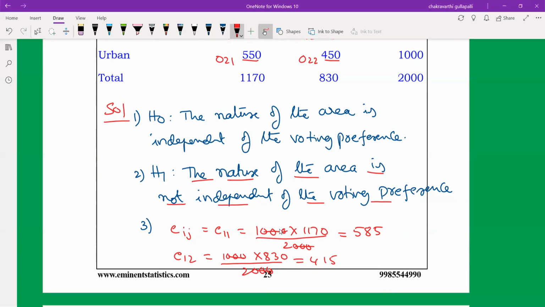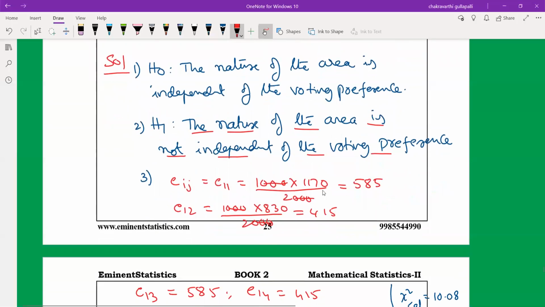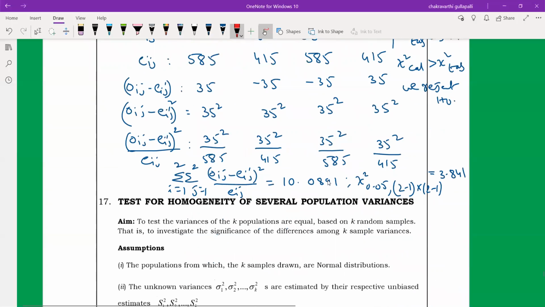Definitely. This final remark is very close to the true statement. At village level, definitely the voting preference is based on the location. The nature of the area is not independent of the voting preferences, so some influence is there. The voting preference depends upon the nature of the area. So that is very important. With the help of the chi-square test of independence of attributes, we can easily solve this problem and analyze the data.